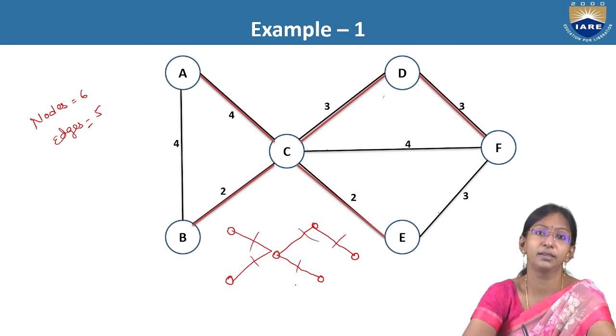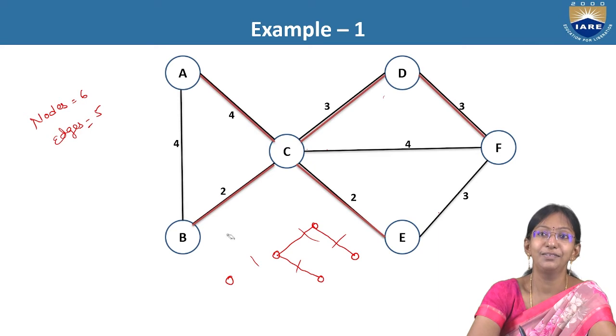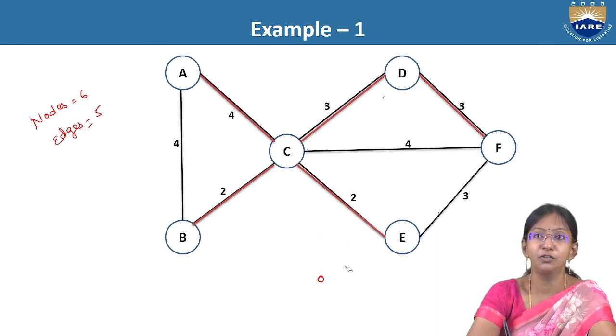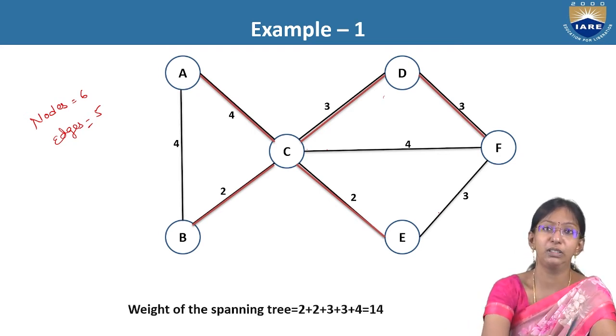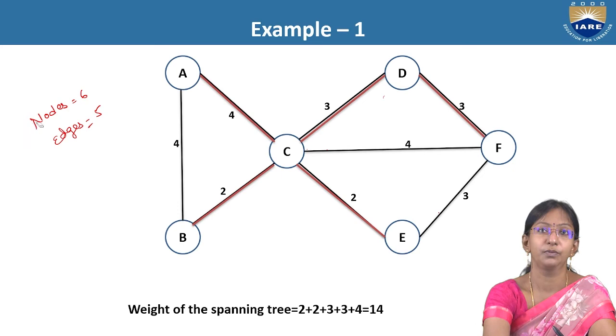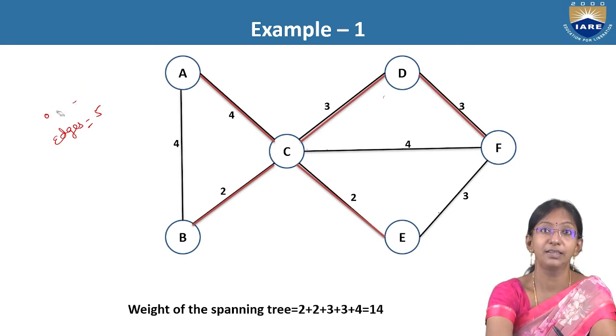Job done. Okay. Then how to get the minimum weight is the primary question. So add the weights on all the selected edges. You are going to get the minimum weight, which is 14. I hope you understood this example.